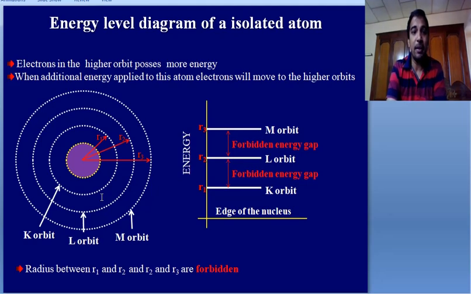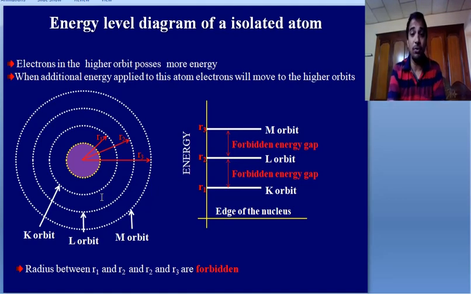Electrons in the higher orbit possess more energy. Yes, from the nucleus to the first orbit, second orbit, third orbit, the energy levels are increasing. So if you take one atom, it is composed of an infinite number of energy levels. Yes, infinite energy levels, which means it is very difficult to graph all of them.